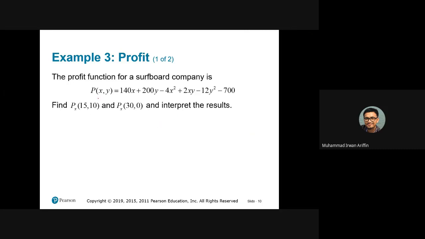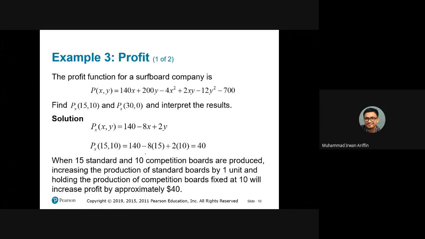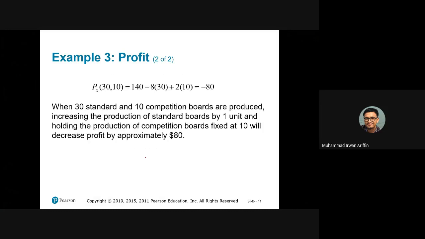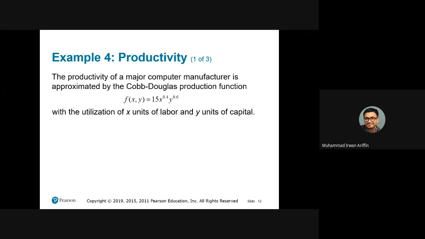I mean, this is the profit function. So find the partial derivative with respect to x, and then plug in these values, and you need to interpret the results. Okay, basically marginal profits. Okay, this is example 4. This is a Cobb-Douglas production function.